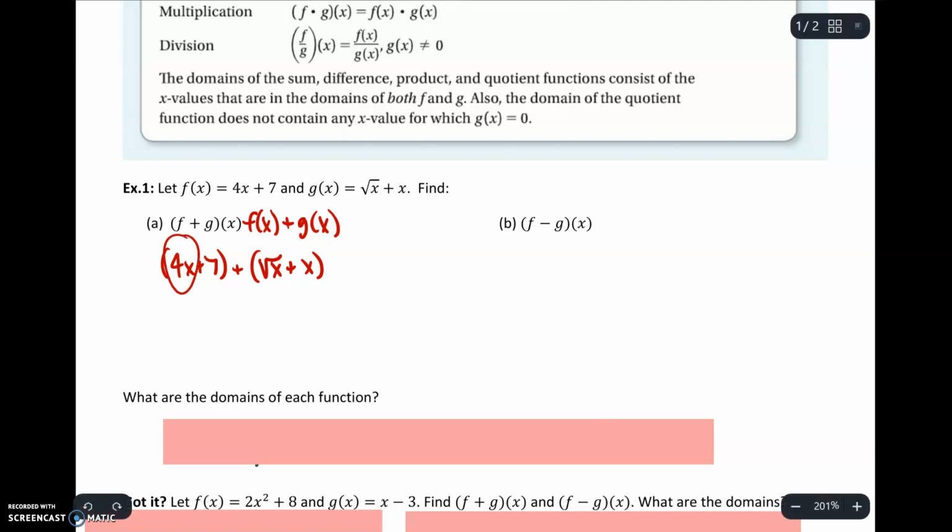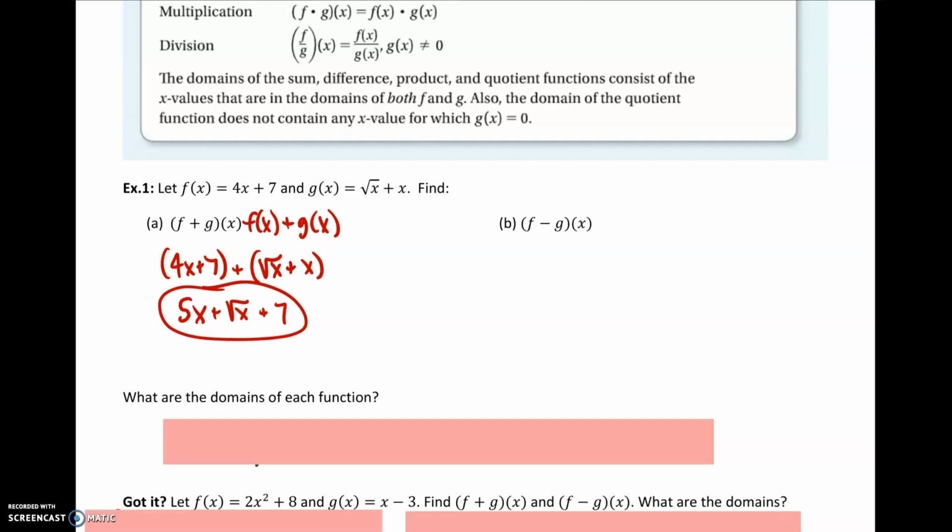The only like terms we do have here are the 4x and the x, noting that if I have the square root of x, I can't combine this because the other ones do not have a radical. So as long as I combine 4x and x, I do get 5x. We have a 7, we have a rad x. Actually, to get this in order, usually going to see the rad x next, and then finishing with our constant. And that is going to be, again, just the sum of those two functions, f plus g of x, adding all those together, just combining our like terms like we normally would.